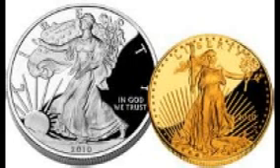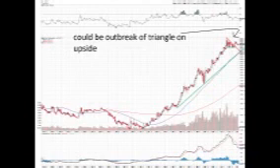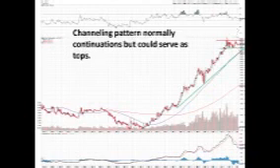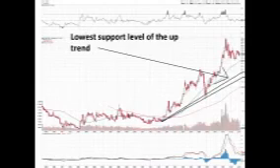Silver and gold are showing possible outbreaks on the upside of triangle continuation patterns in the chart patterns. If the uptrends don't take hold, then it could be forming a channeling pattern, which is a continuation pattern as well, as long as the long-term uptrend in gold and silver holds.